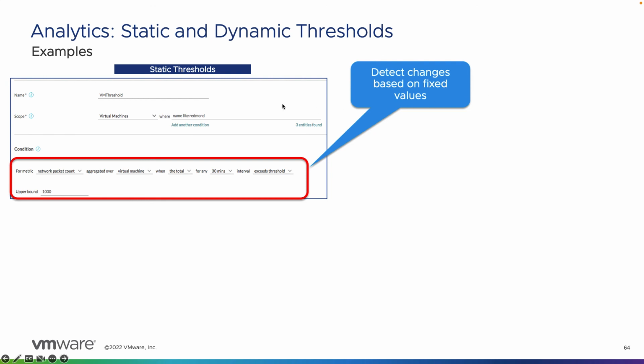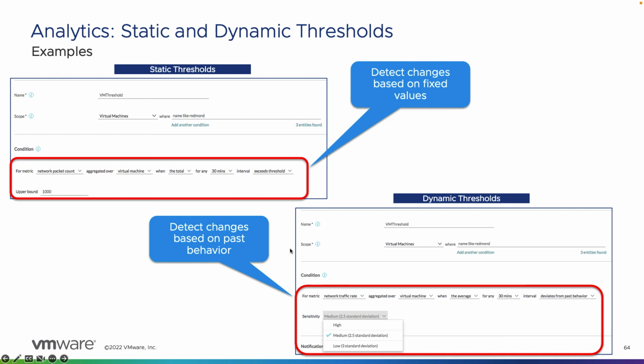Now you can also come in within analytics under static and dynamic thresholds, and you can adjust things and detect changes based on fixed values. So this is going to be our static. So I can come in, I can give it a name, I can choose my scope, and then in this example, I choose virtual machines with name like Redmond. And you can see 3 entities were found. Now over here, for metric, I've chosen network packet count aggregated over virtual machine when the total for any 30 minutes exceeds threshold, and I've set a static threshold of 1000 here.